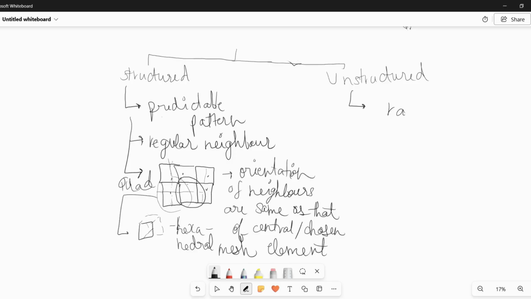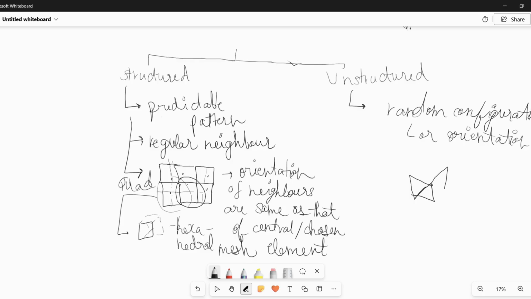So it's just a random configuration or orientation. That is now the simple. If I have a triangle, now the neighboring one is something like this, then like this, then like this, then like this, like this, like this, right?